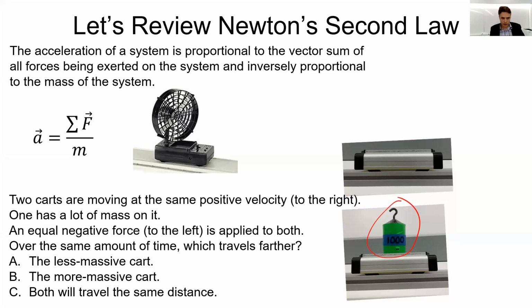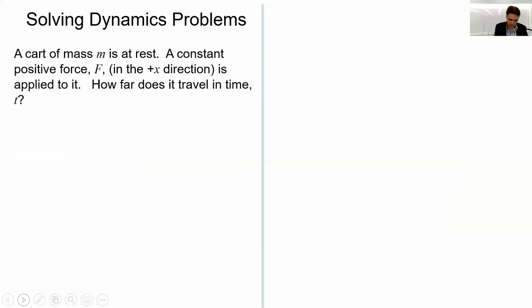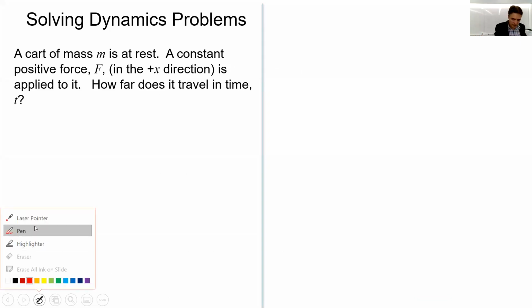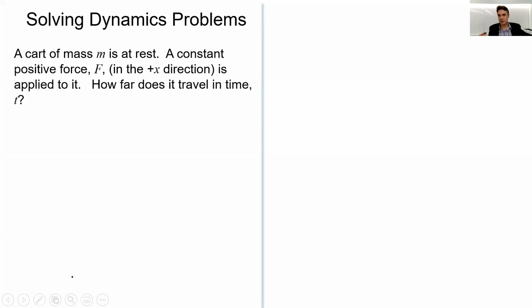So let's actually go through this a little bit more carefully. So we tried it. Now let's try to solve this as a dynamics problem. So let's just say you have a cart. Let's just look at one cart with a mass m, and there's a constant positive force F on it in the plus x direction. How far does it travel in the time t? So we can actually work this out. Let's do a little sketch and translate.